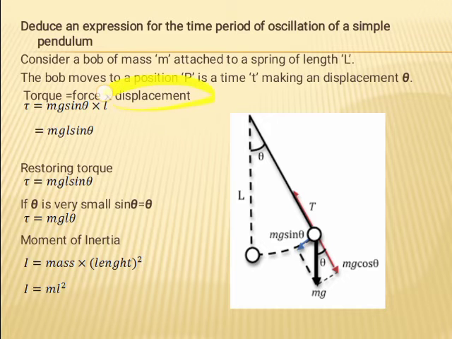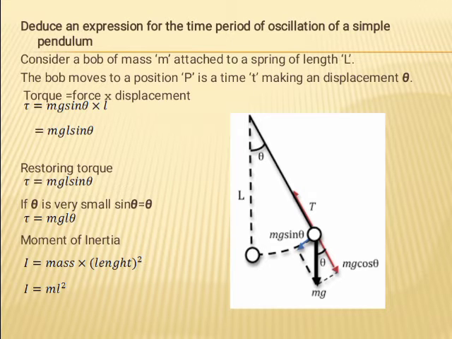Into displacement: always remember, displacement in this sense you cannot write as theta. It is the length of the string or the wire which is connected to the bob. So what is displacement here? I would consider it to be L, that is the length. So taking together, always you have to call this tau. Tau is equal to mgL sin theta.